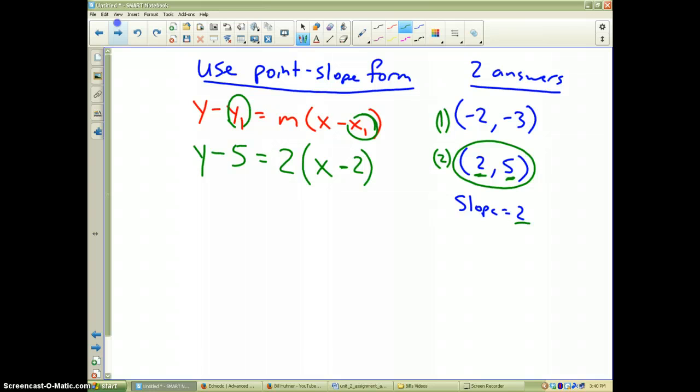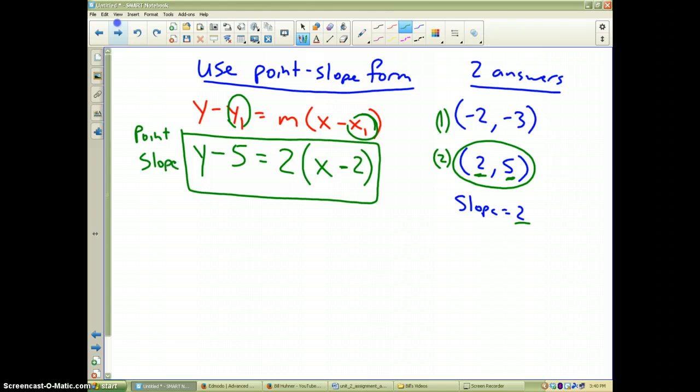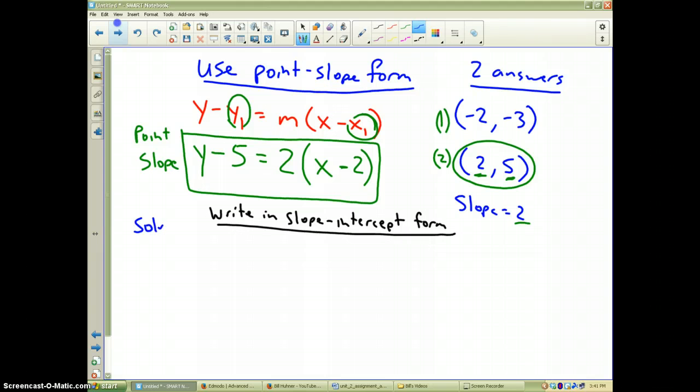Now, if the directions say write in point-slope form, I'm done. There it is. That's point-slope form. However, if the directions say write in slope-intercept form, then I need to do what we've been talking about all along. I need to solve for the y value. So I'm going to take my equation, y minus 5 equals 2 parenthesis x minus 2, and I'm going to solve for y. This is pretty simple.